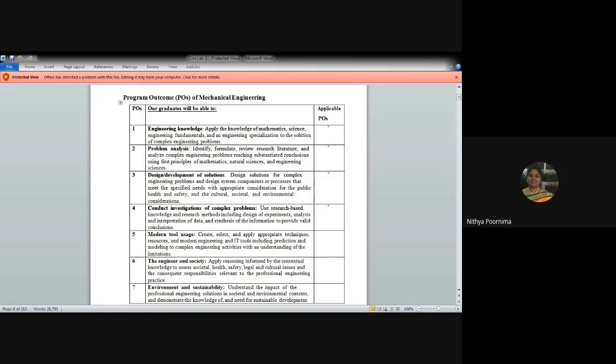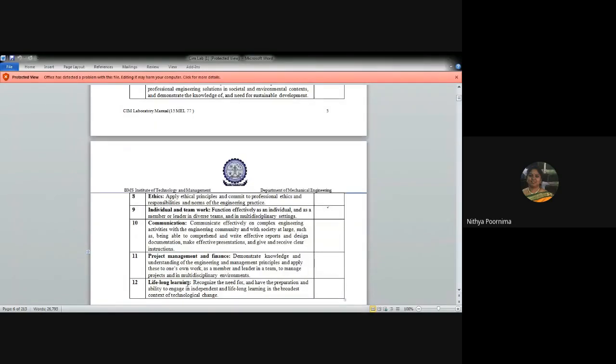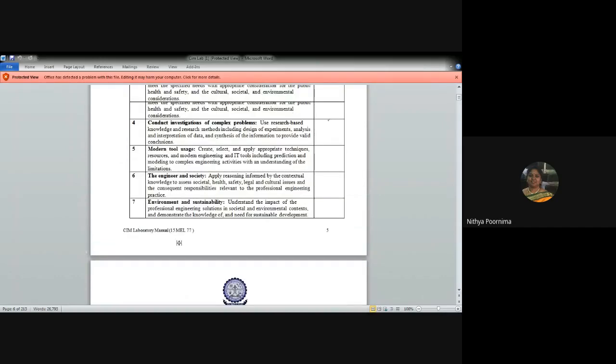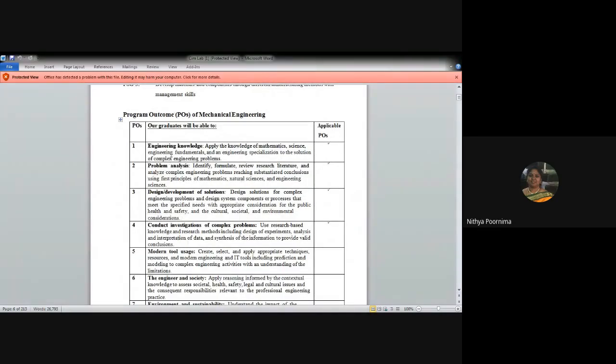Engineering knowledge, problem analysis, design of components, conduct investigation of problems, modern tool usage, engineer and society, environment and sustainability, ethics, individual and teamwork, communication. What are the key components that are required for your engineering, right? This is the Bachelor of Engineering program. These are the outcomes that you should obtain from your program. So at the end of the 4 years, these are the 12 components you should have.